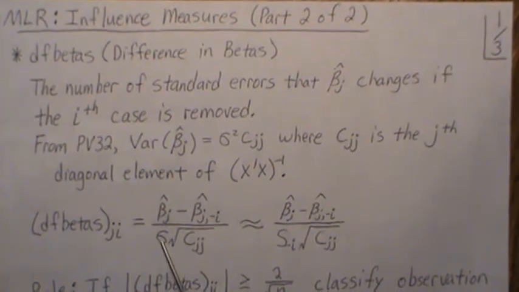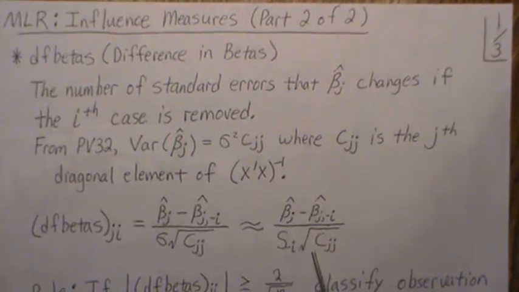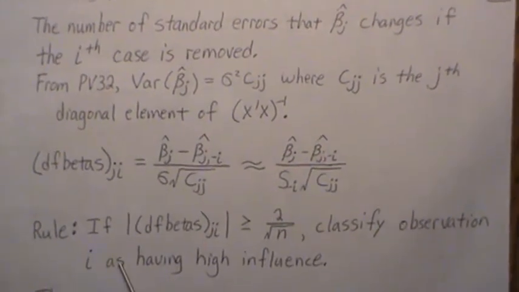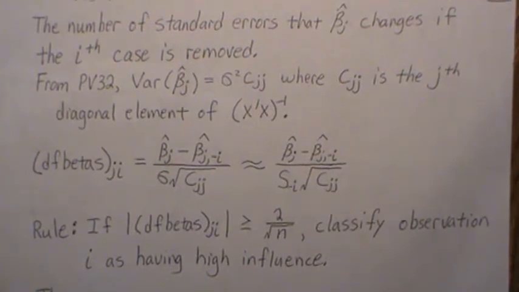But since that's an unknown parameter, we have to estimate it with the data. And we estimate the standard deviation without the ith observation in there, because if the ith case is a weird case, it may artificially inflate this standard deviation, which then artificially shrinks this number. So this is it. The rule of thumb for dfbeta is this: if the absolute value is greater than or equal to 2 divided by the square root of n, we classify that observation as having high influence.